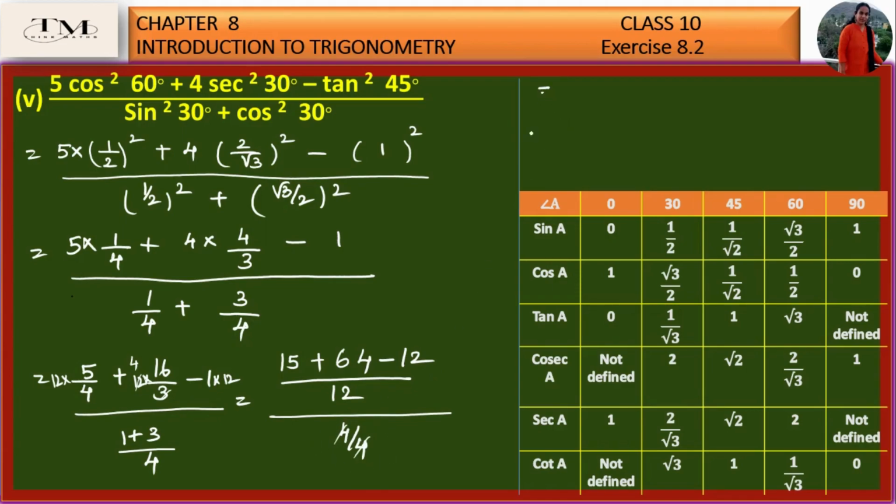You can just use only the numerator part. So in the numerator part, we have 15 plus 64. It is 79, minus 12, divided by 12. So what is 79 minus 12? It is 67. So 67 by 12. So this is the answer for the fifth part.